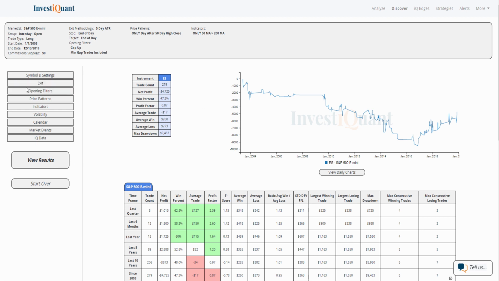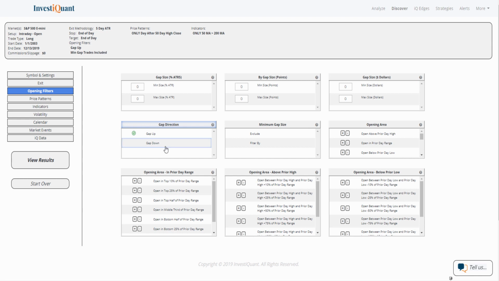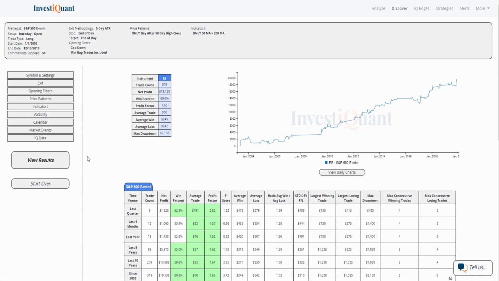Next, we're going to look at the down gaps, which are going to be much better. So I'm going to select down gaps, view results, and here is the test results for that. Win rate goes up to almost 61%, so a much stronger bias for the down gaps on the long side after that 50-day high close. Equity curve looks much prettier, much smoother, pretty clean here overall.